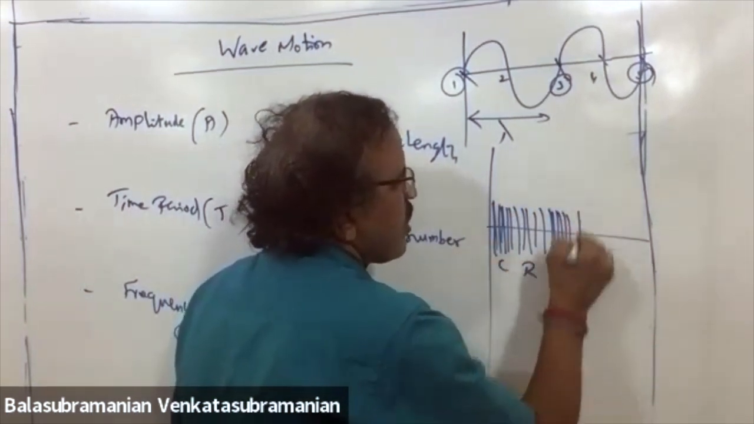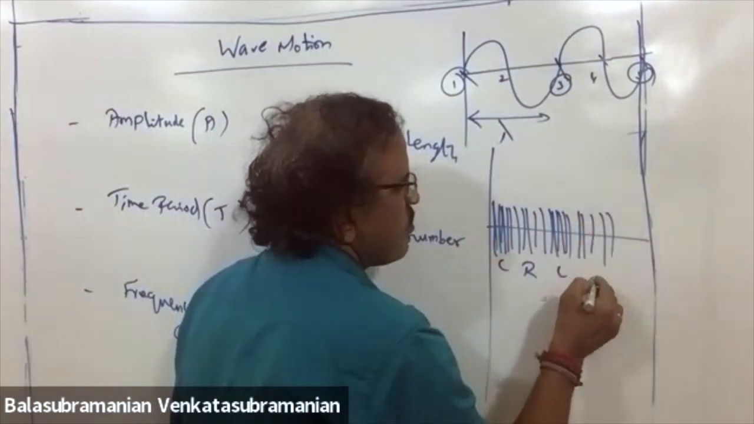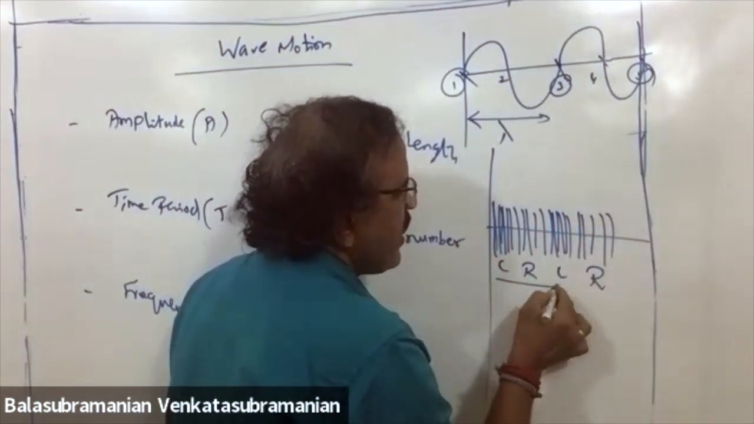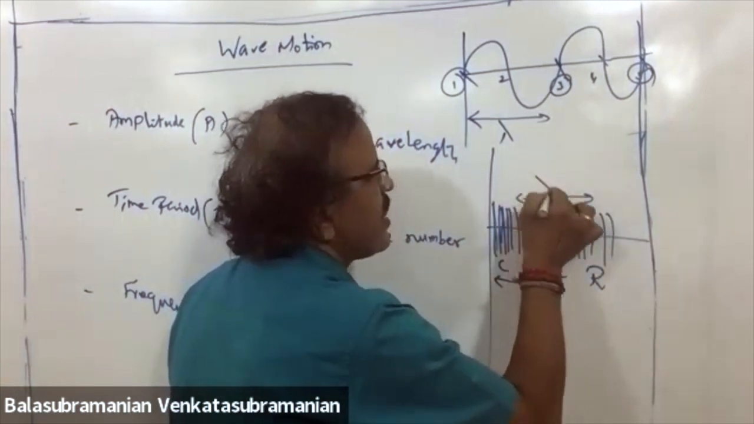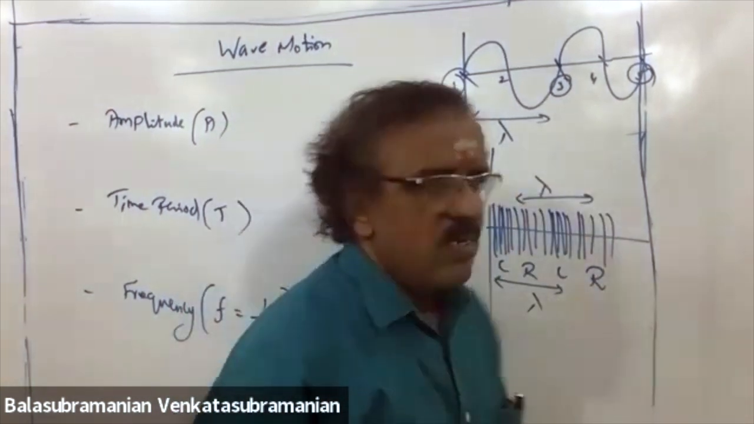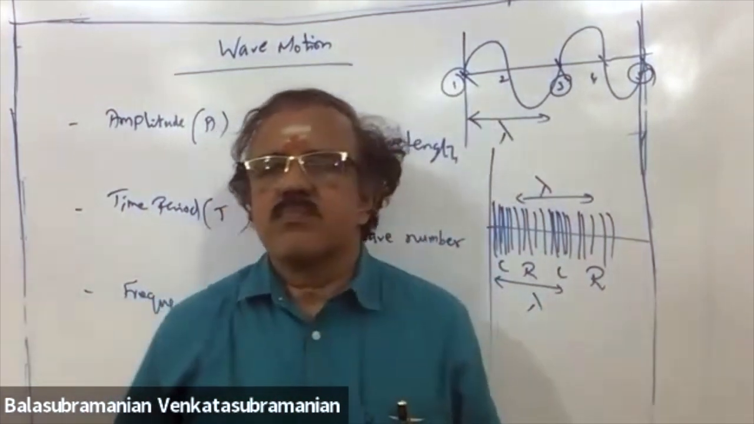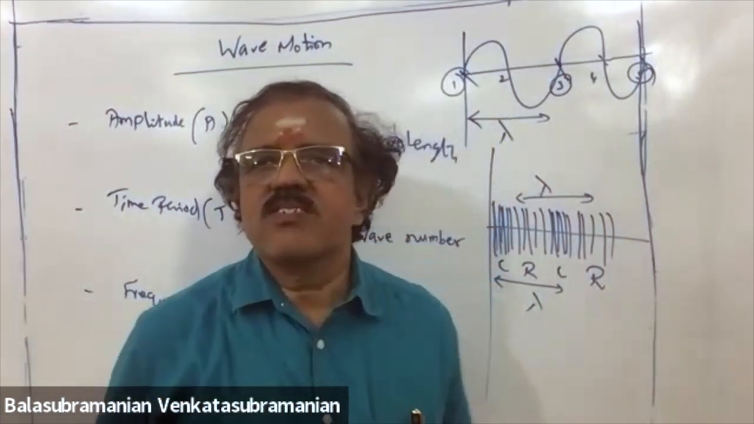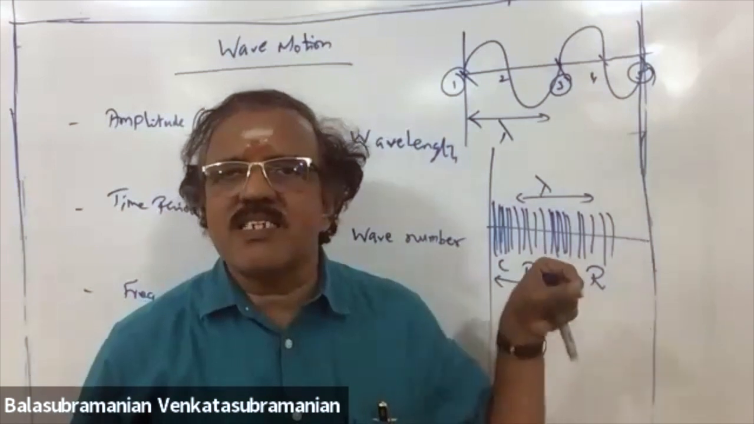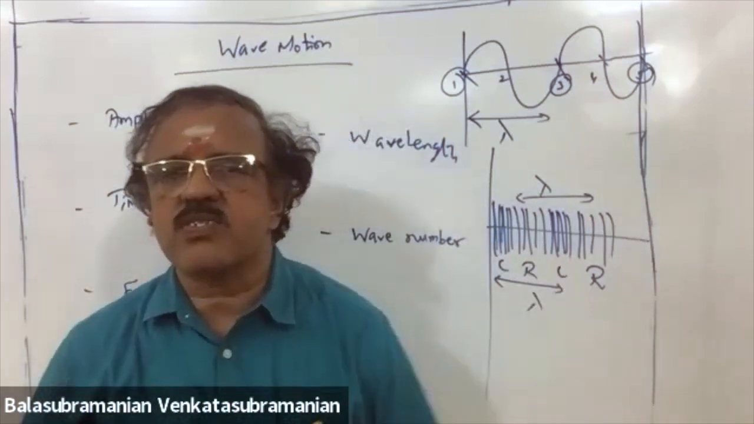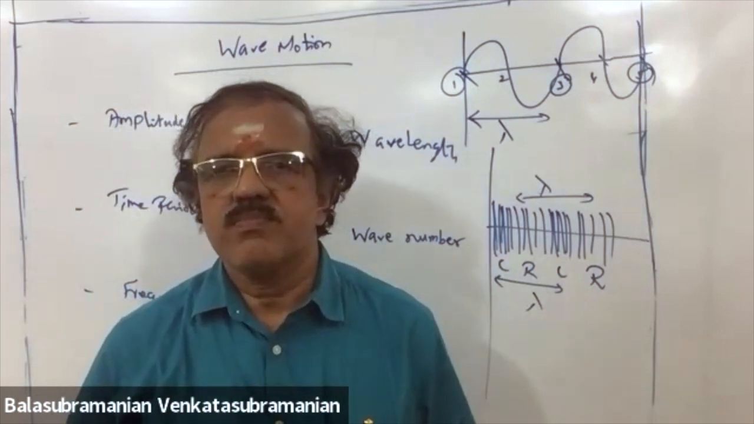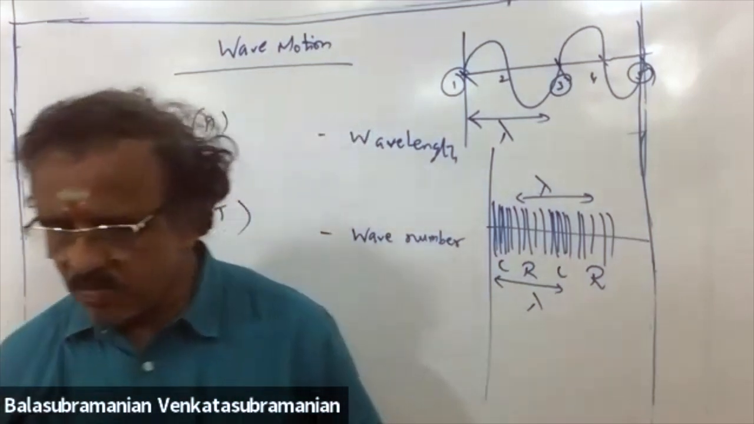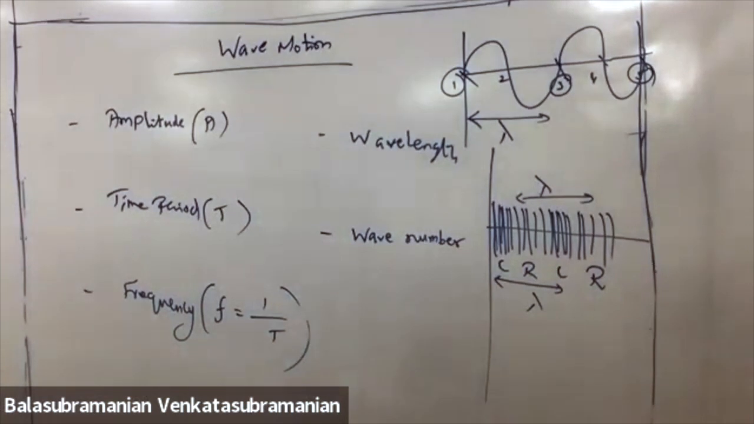Compression, rarefaction, compression, rarefaction. Distance between two compressions or distance between two rarefactions, we call it lambda. Distance between two points which are in the same state or same phase, we call it wavelength. Correct? Okay. Fine.